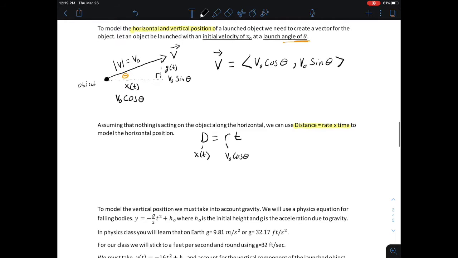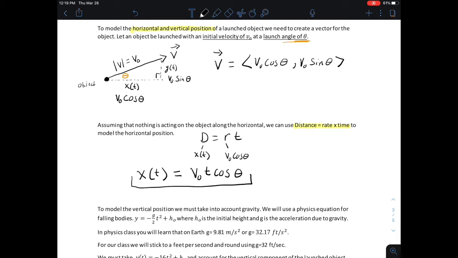And so it's going to bring us to an x equation where I can figure out where the object is per unit of time based on its initial velocity and launch angle. Well, that would be initial velocity times t times cosine of the angle of launch. So we can model horizontal position with that.